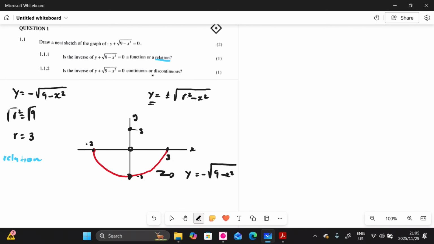So the question here, they are asking, is this inverse continuous or discontinuous? If you still remember, the inverse looks like this. By the way, I did erase it earlier, the blue graph there. So the question is, is it continuous or discontinuous? The answer is continuous. I'll explain to you later on. Let me just write continuous there.